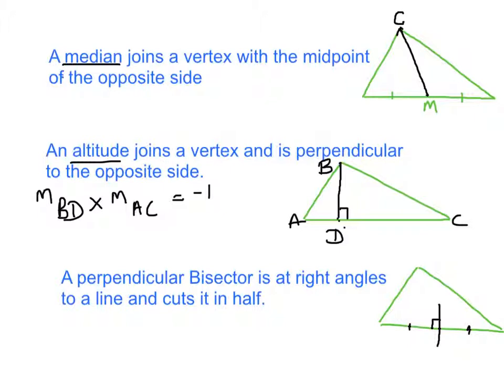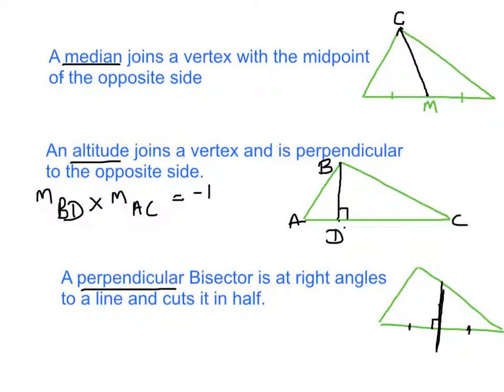Now, a perpendicular bisector is at right angles to the line. Perpendicular means it's at right angles, 90 degrees. So here you see a black line that's at right angles to the green. It's a bisector, bi meaning two sections. It cuts it into two equal sections. It's at right angles and cuts the line in half. So that's why this line here would be called a perpendicular bisector.